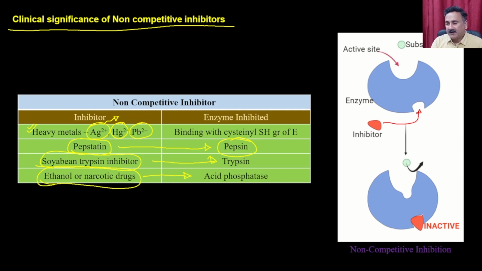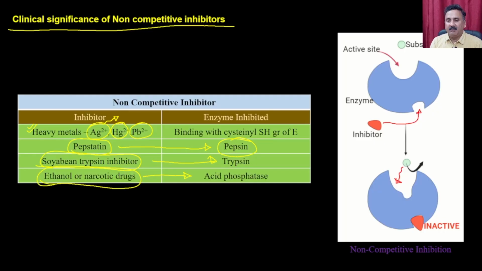And once it binds, it induces conformational changes, and because it induces the conformational changes, it affects the binding of the substrate to the active site. Either it will reduce the affinity, or it may abolish the substrate binding completely. So in either of these cases, the inhibitor is going to be very, very potent compared to the competitive inhibitor.